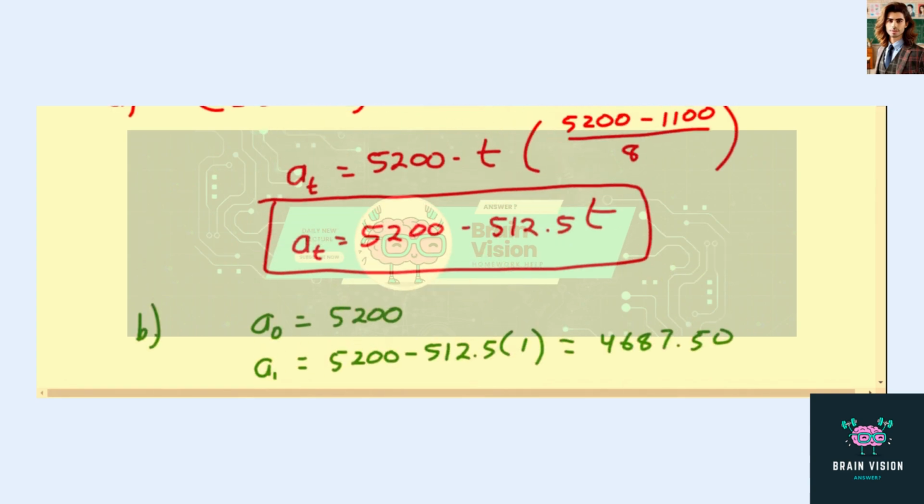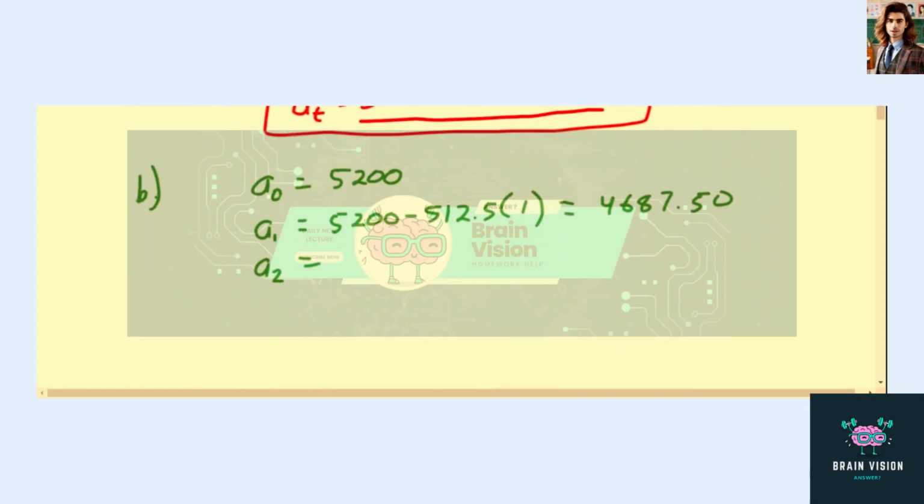All right, so now we can find the value after year 2. Well, in this case, notice your formula. This represents an arithmetic sequence where A sub 1, notice 5,200 is our first term, and each time we're just subtracting 512.5 from the previous term. So one thing we could do to find A sub 2 is we could take our A sub 1 value, $4,687.50, and we could just subtract $512.50 from it. Well, $4,687.50 minus $512.50 is equal to $4,175. So that's the value after 2 years.